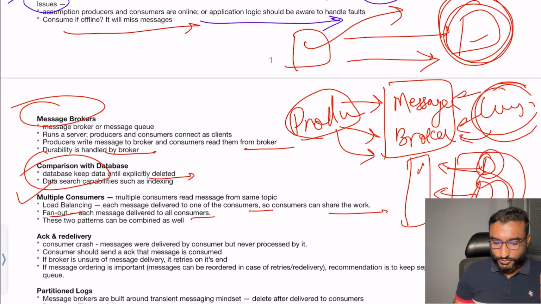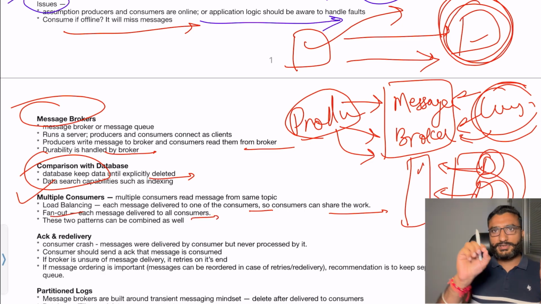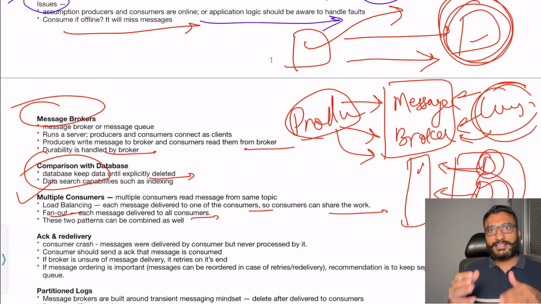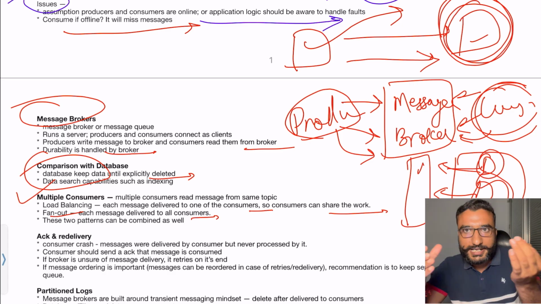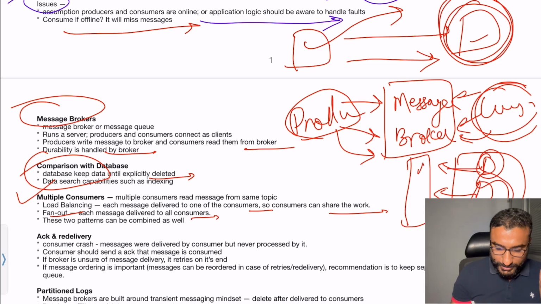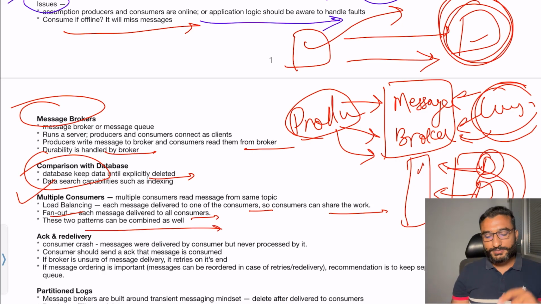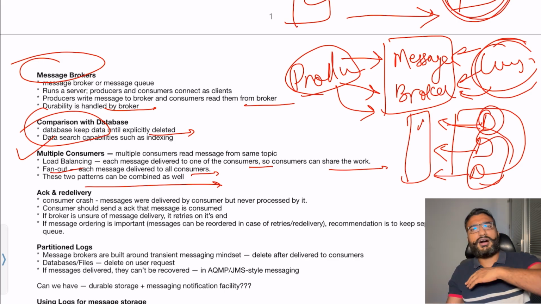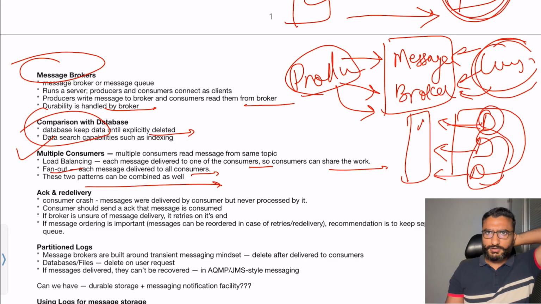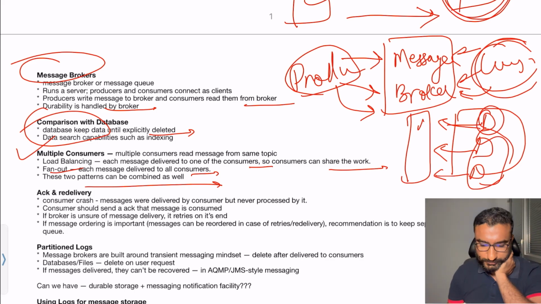Fan out: each message is delivered to all consumers. This is one of the scenarios where you deliver each message to all the consumers, and then consumers handle it based on some application logic. For example, if it is already processed by one, then you don't process it again. These two patterns can be combined as well. As you look at different message brokers, Kafka works on some different logic, SQS works on some different logic, RabbitMQ works on some other logic. There are a lot of message broker services available, both open source and offered by cloud providers. You choose depending on your requirements.